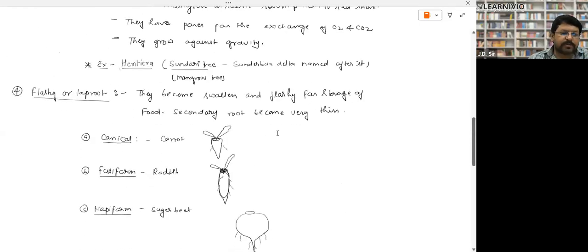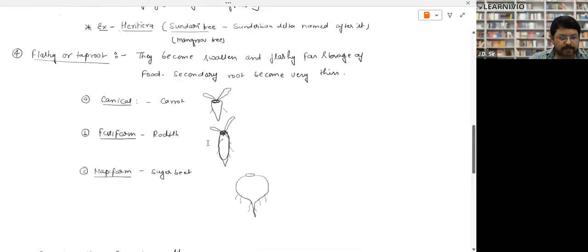Next, fleshy or taproot system, right? Fleshy roots or taproots become swollen. They are fleshy for the storage of food. So their main function is storage of food, right? They may be conical, fusiform, or napiform. Conical example is carrot. In carrot, there is a flat top, and then there is a cone-shaped structure, right?